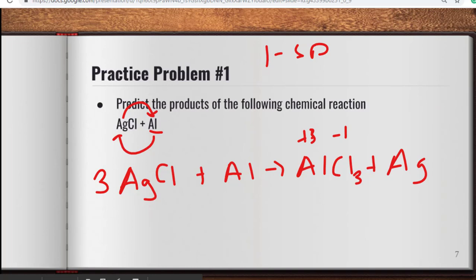As a result of that, that changed the number of silvers, so we need to go back to the right-hand side and put a 3 in front of Ag. And now our equation's balanced.